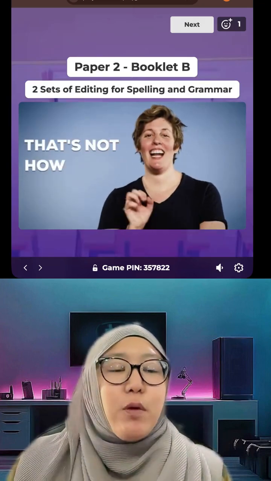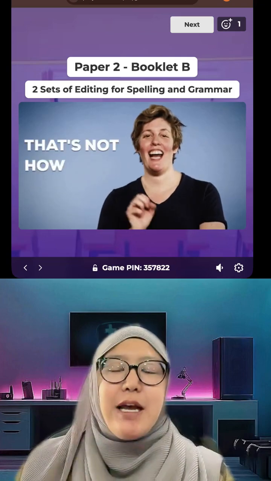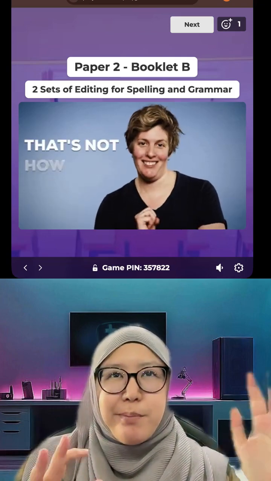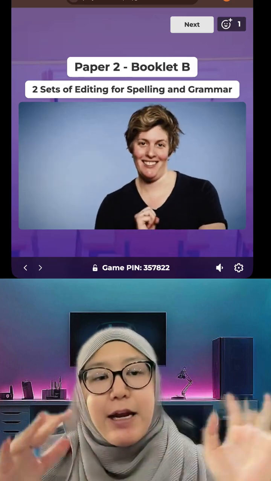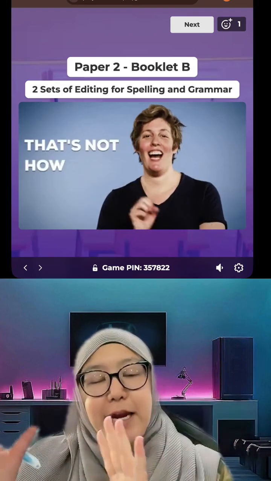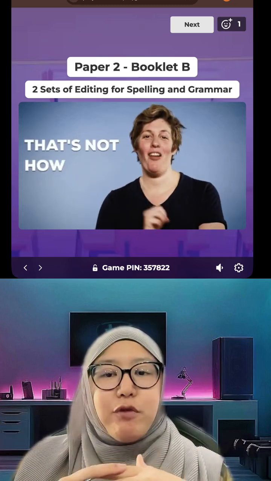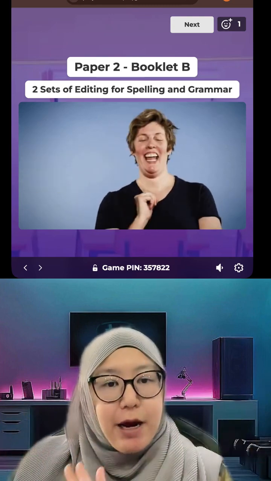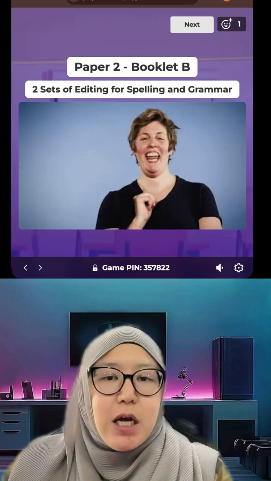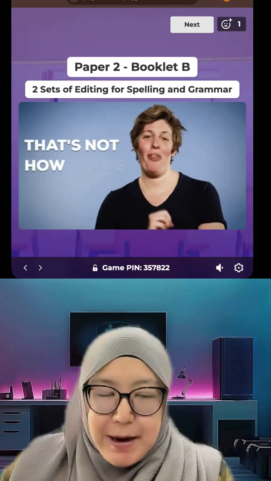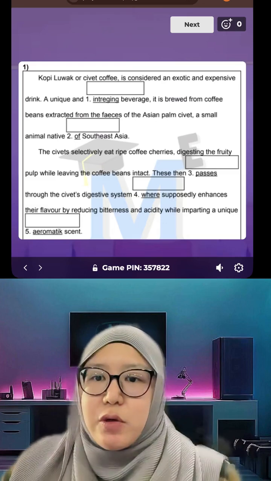Now, Paper 2, booklet B. So we have two sets of editing for spelling and grammar. As you know, for the latest PSLE format, editing for spelling and grammar, back in 2024, we had 12 mistakes, I believe 6 spelling errors and 6 grammatical errors. But for the latest PSLE format, you just have to edit 5 spelling errors and 5 grammatical errors. So we have two sets. So technically we have 20 questions where you need to spell out the correct spelling or the correct grammar. Okay, so let's just get started.